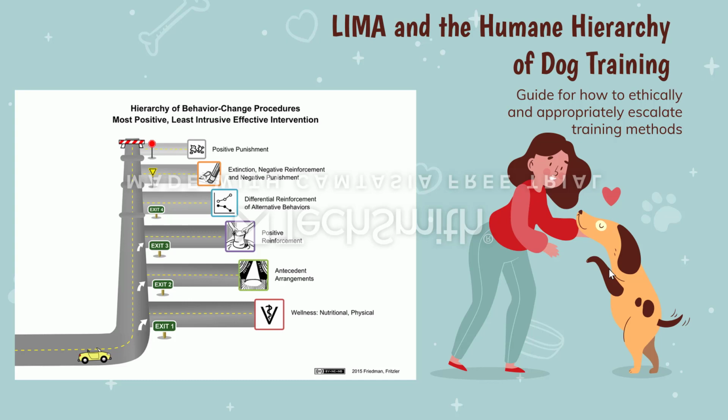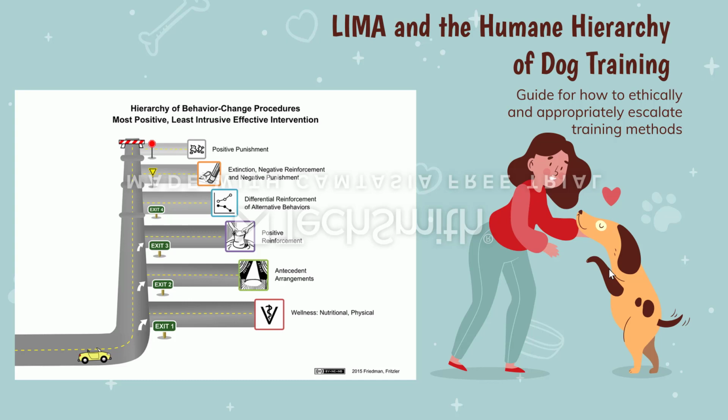Our next exit is positive reinforcement. So we've met the dog's needs. We're in an appropriate environment with an appropriate setup for the dog to be successful. Now we want to reinforce those desired behaviors. Now, if we're struggling there, if we're not able to get the behaviors, our methods aren't working for this dog, we need to go to the next exit: differential reinforcement of alternative behaviors.